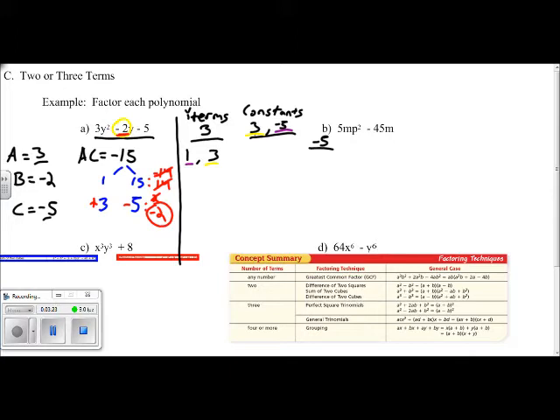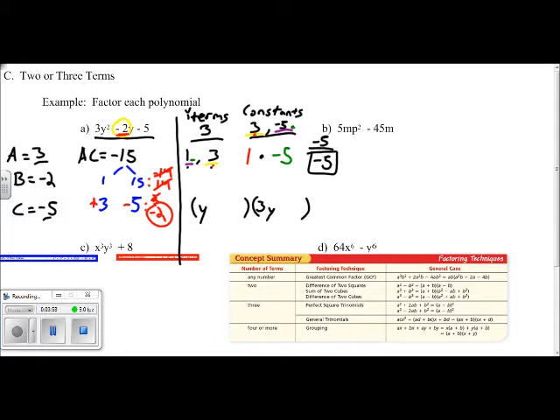Now when we divide 3 from over here with 3, that leaves us with 1. And when we divide 5 by 1, that leaves us with negative 5. And when we multiply that 1 by 5, we get negative 5, which was what we were looking for. So we know that these are the right ones to use, which tells us that in our binomial factors, our y terms are going to be 1 and 3. So we're going to have 1y and 3y.